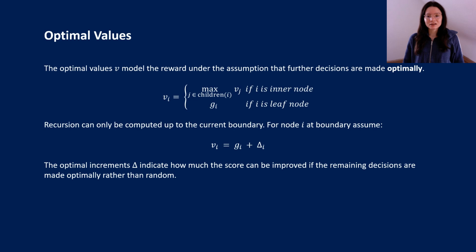Of course, we cannot have the complete DAG in memory and compute the recursion to its end. We need beliefs for the optimal values of nodes at the current boundary of our DAG that we have explored so far. To arrive at beliefs for the optimal value for a node at the boundary, we use its generative score that models the value under random decisions and then add another term, delta, to it. That indicates how much we can improve the score if we make the remaining decisions optimally, rather than random.